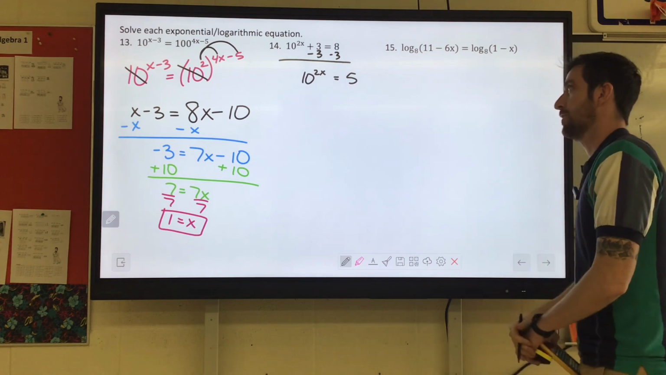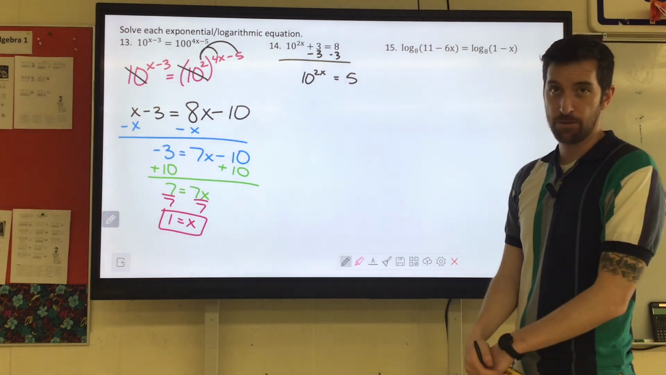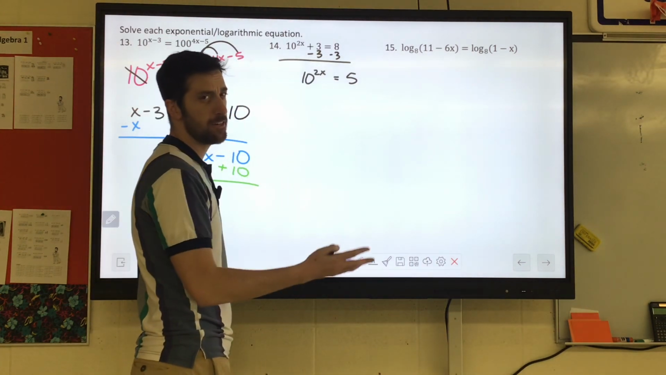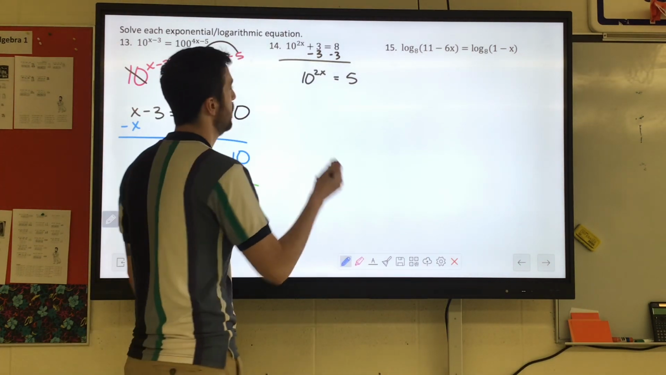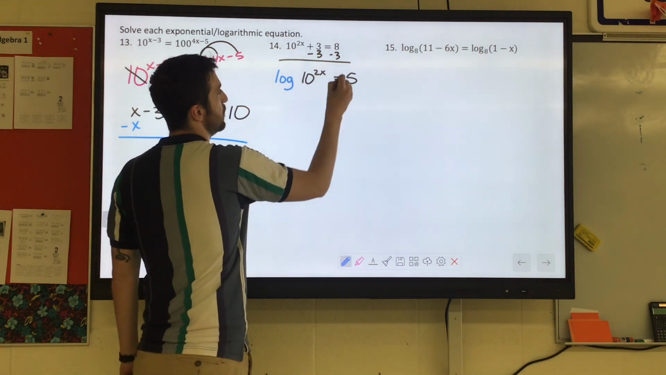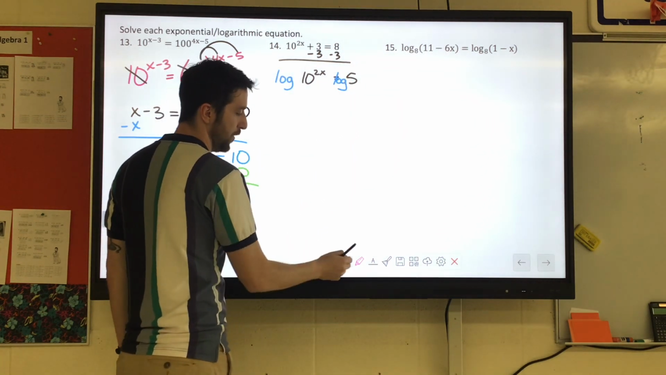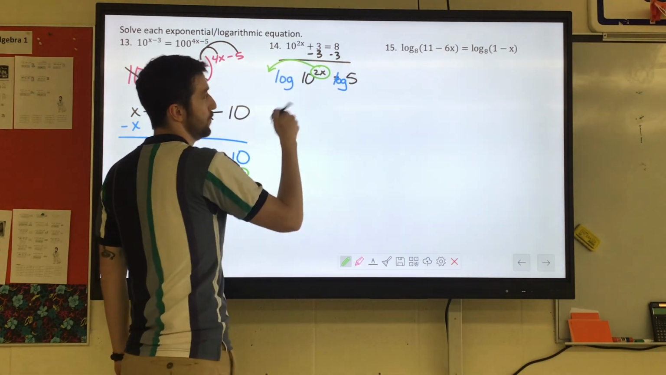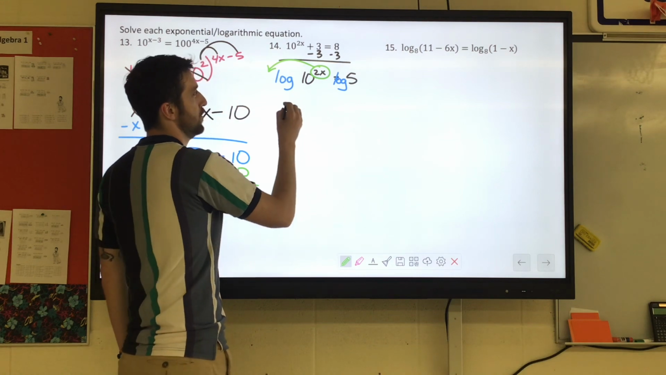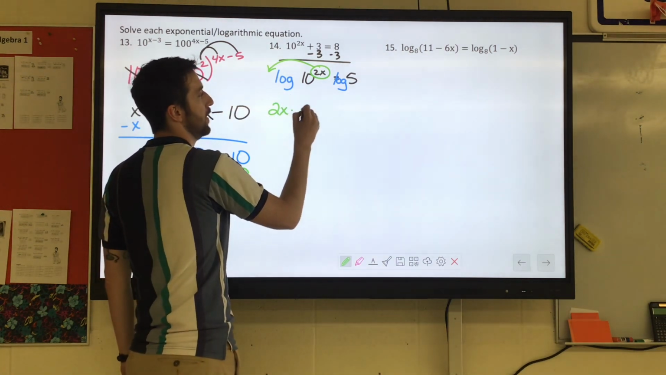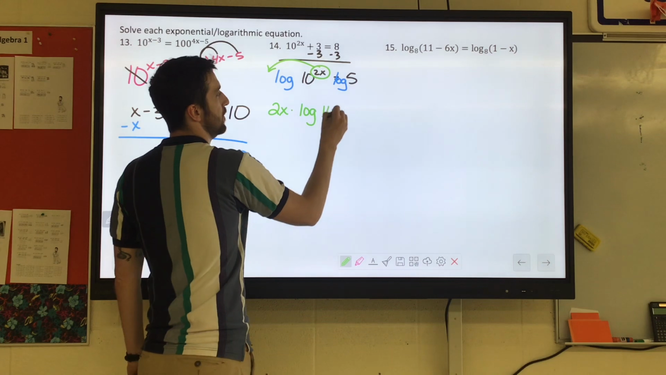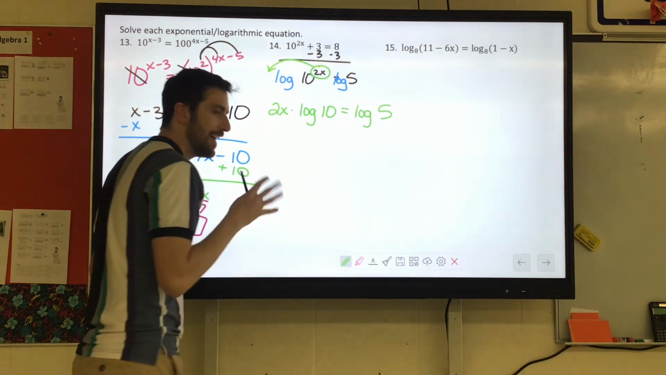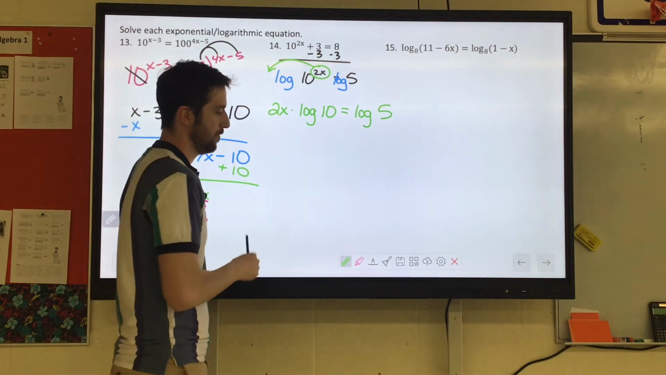Now what we're going to do is we're going to log both sides. If you're changing both sides of the equation evenly, you can do whatever you want. But I'll show you why we're going to log both sides here. Because when you do a logarithm like that, that will allow us to take the exponent, which we're solving for, and move it out front. So this would be like 2x times log 10 equals log 5.